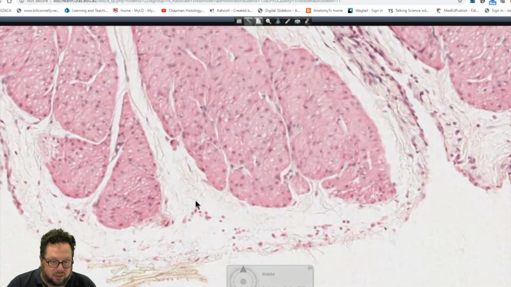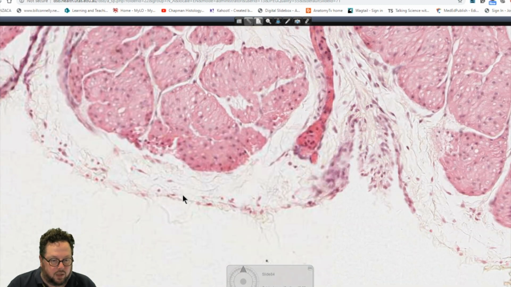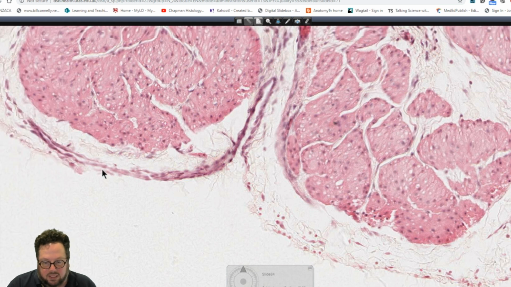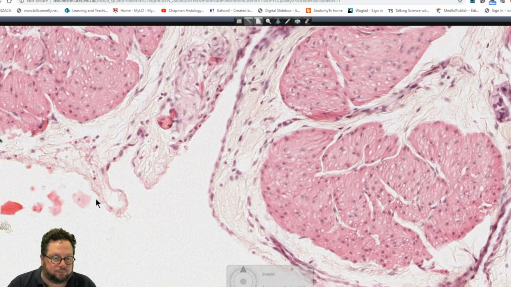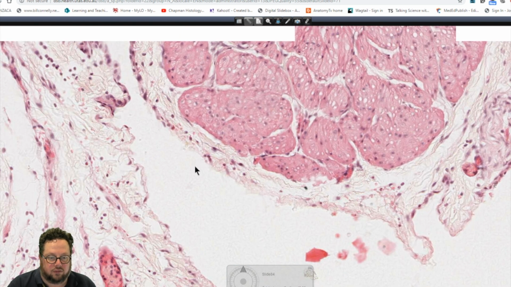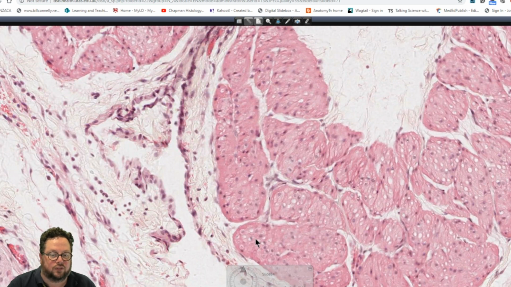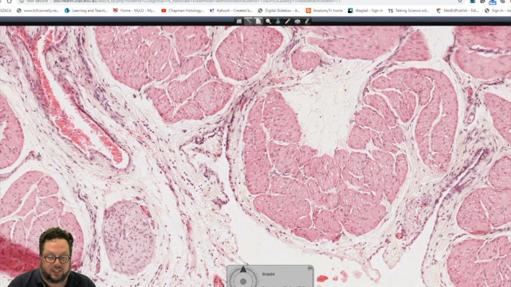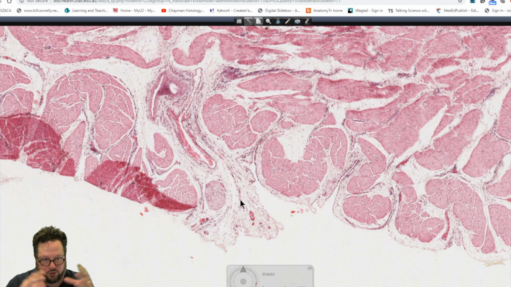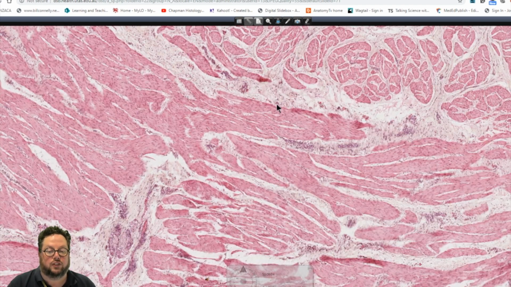So we zoom in a little bit. We might be able to see some simple squamous cells on the surface. You can see this sort of definitive line on the surface here, which is typical of a serosa rather than an adventitia. Remembering adventitia is a connective tissue binding it to surrounding structures.